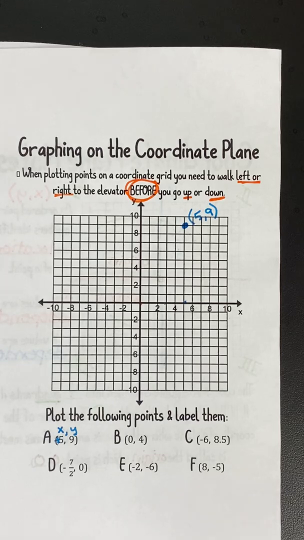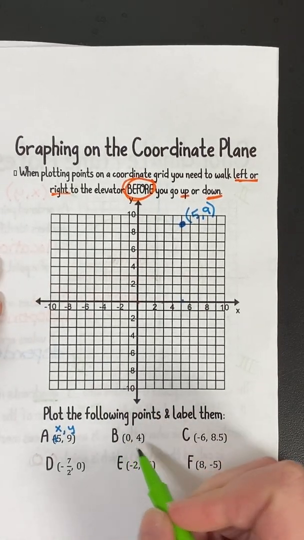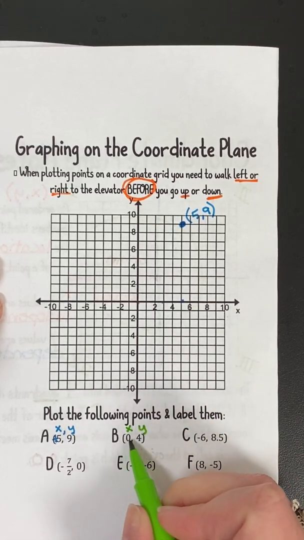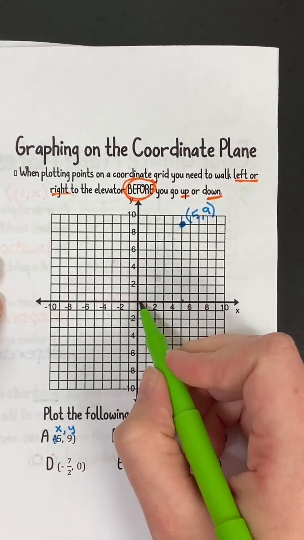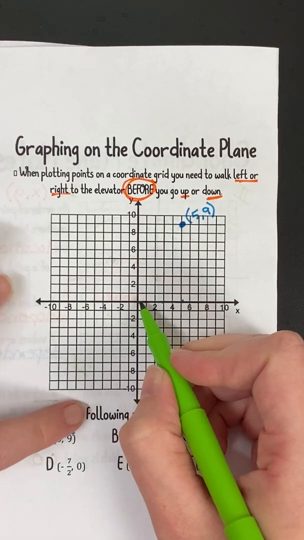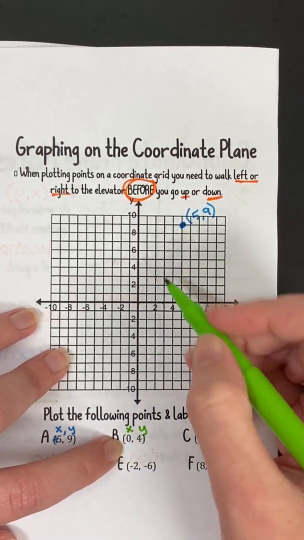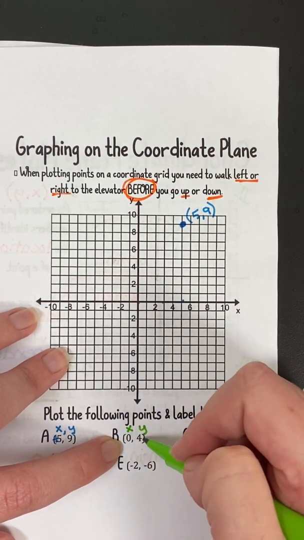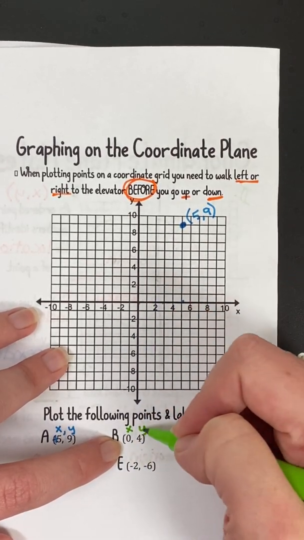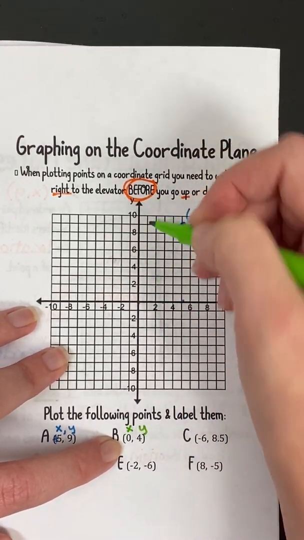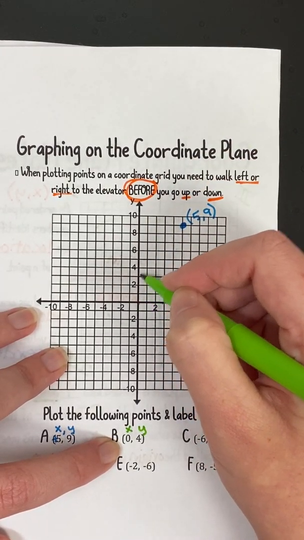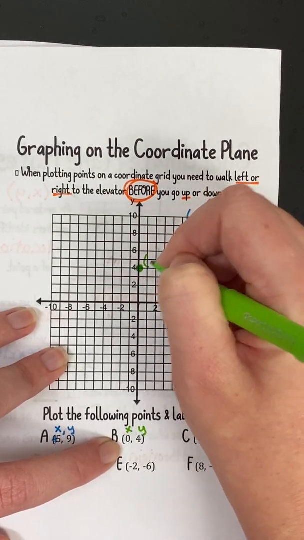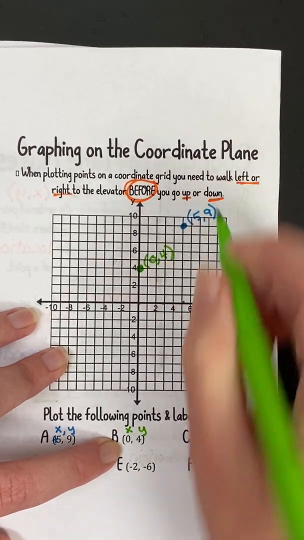9. Okay. My next one, B, is 0, 4. So we're going to go ahead and label that. So 0, 4. I always start at my origin, and my first number was a 0. So I don't go back and forth because I go 0 steps. But then I want to go up positive 4. And my Y, I go on my Y. So I go 1, 2, 3, 4. And then I'm going to go ahead and label it 0, 4. Okay.